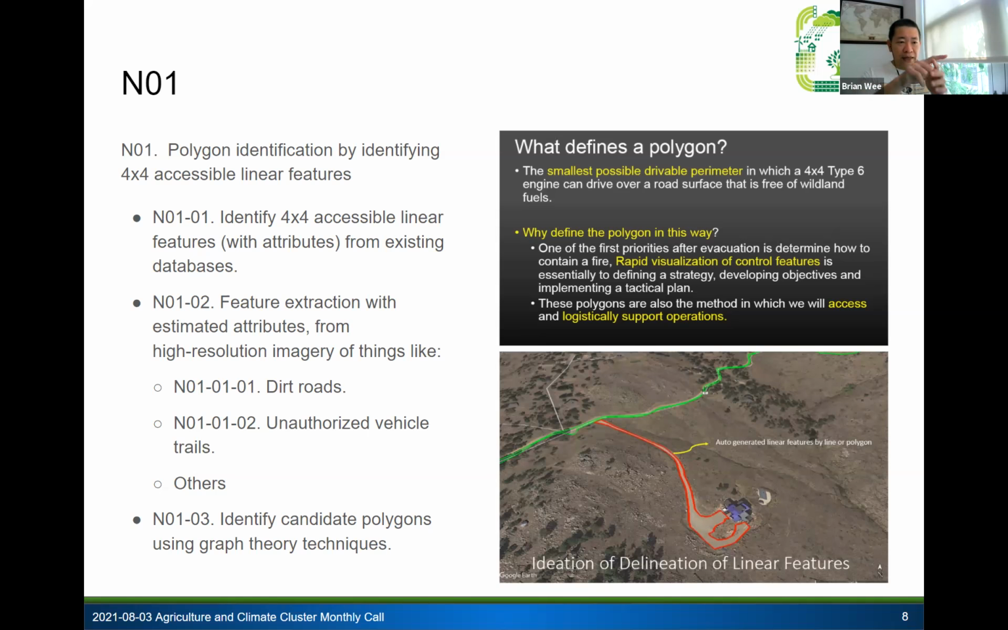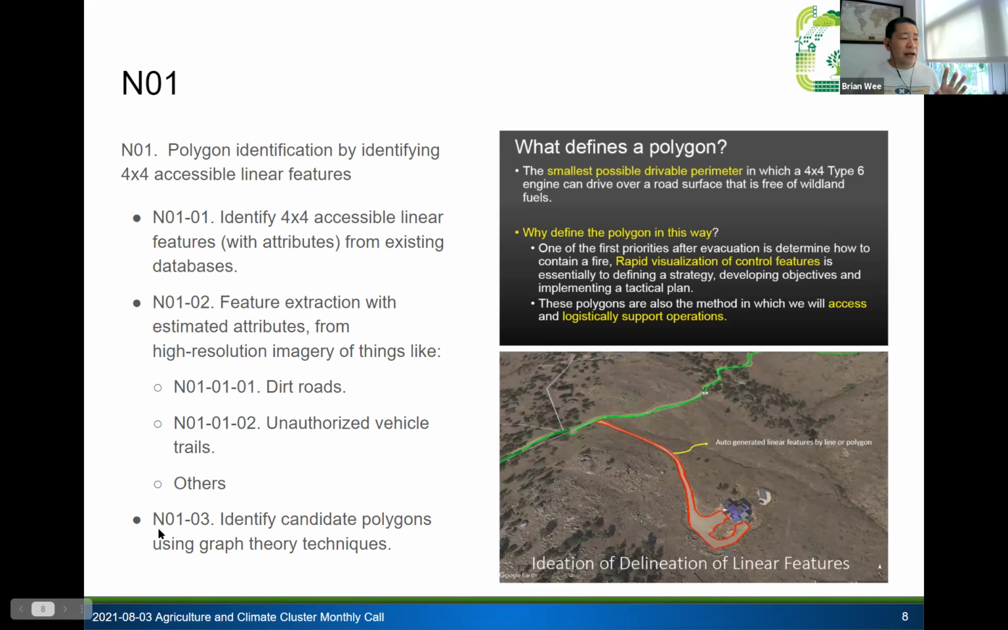To actually identify and delineate these one-way roads or dirt roads which are not marked on the map, or even, I guess in California you might have this, or actually you have this everywhere, unauthorized vehicle trails. I wouldn't say unauthorized, it's just vehicle trails that people have used for some time, and of course folks at the BLM get very mad when you run these unauthorized trails all over their lands, but it happens. But these vehicle trails might be useful in the creation of 4x4 polygons, right?